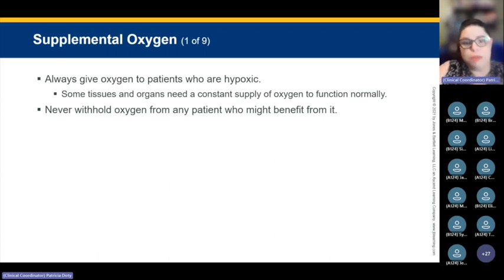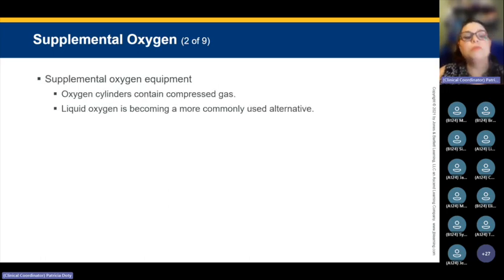Never withhold oxygen from any patient who might benefit from it, even if you don't know what their history might be. Let's say you run into a scene and the patient's unconscious and it looks like they're having respiratory difficulty and you don't know if they're COPD or not, and their SpO2 is like 88 on room air. If you don't know, give them oxygen, okay? Never withhold oxygen.